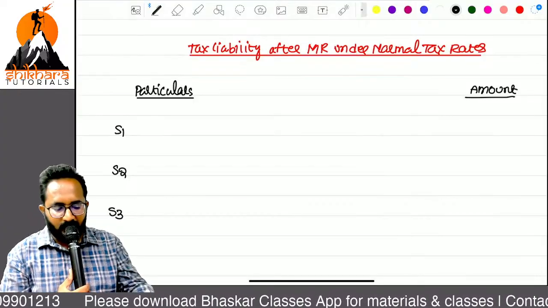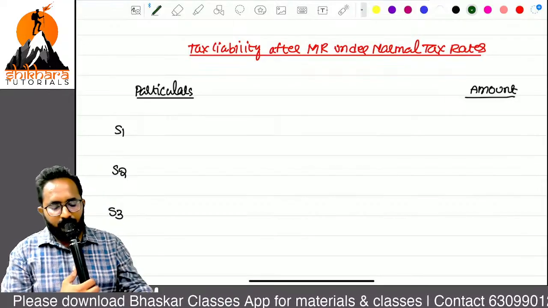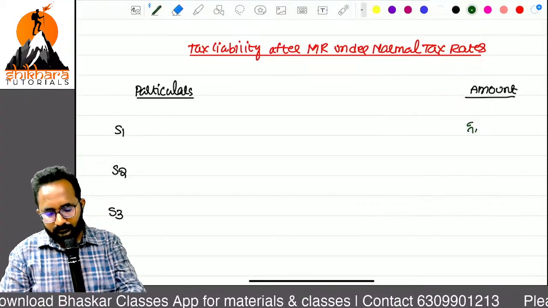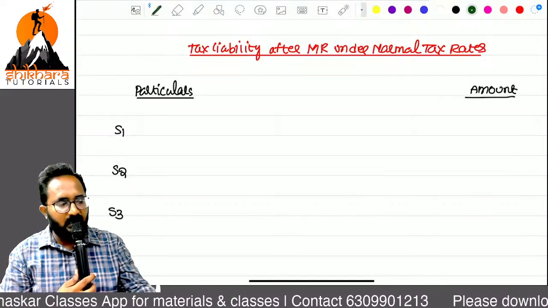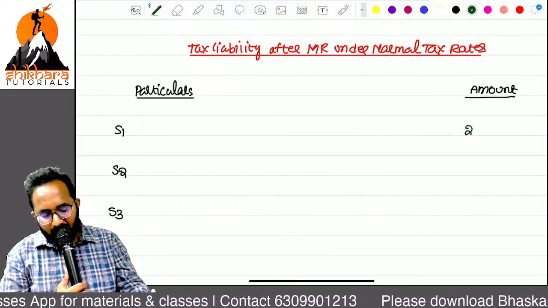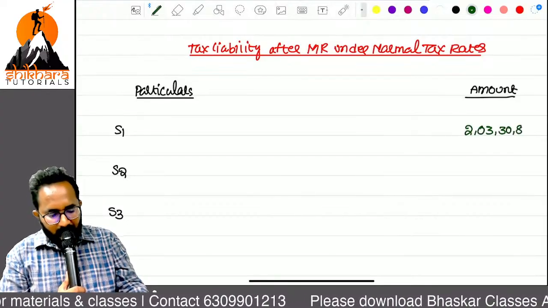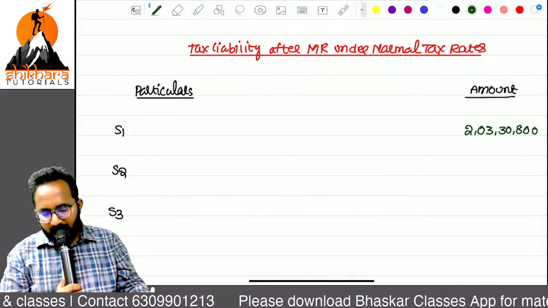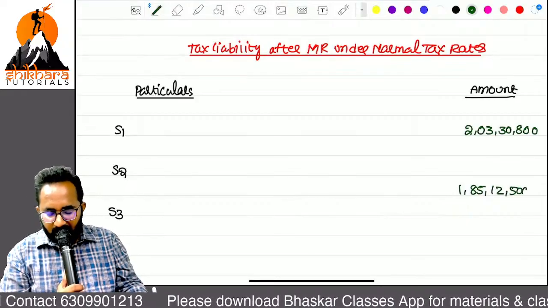I will give you the final answers and you need to check. Step 1 answer you will get, because nearly 4 or 5 problems were already done on marginal relief. That's why you can do it on your own, but I will give you the final steps' answers. First step you will get 2 crore 3 lakh 30,800. Step 2 answer 1 crore 85 lakh 12,500.